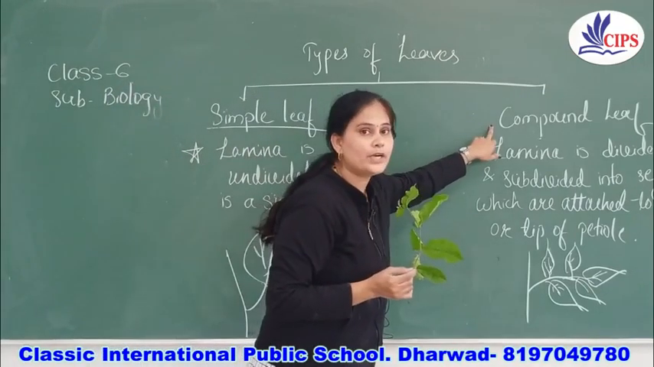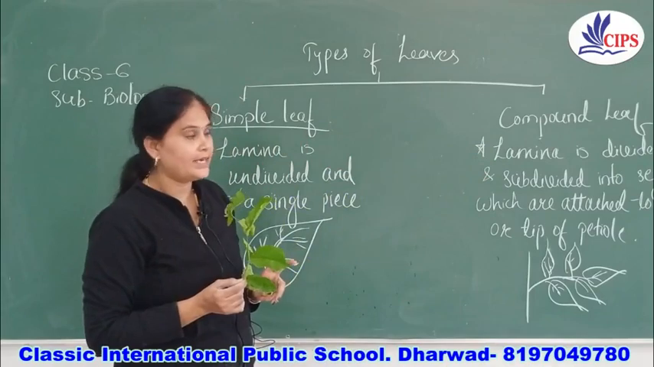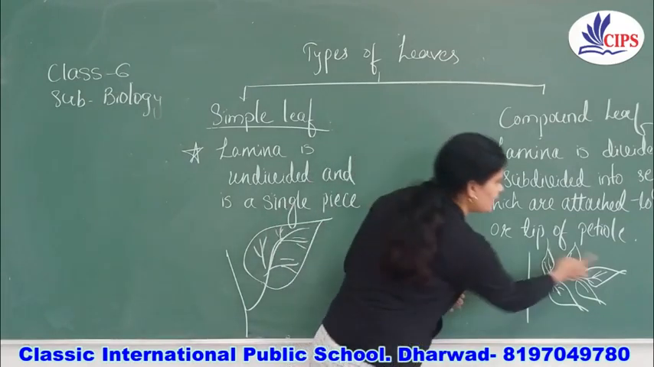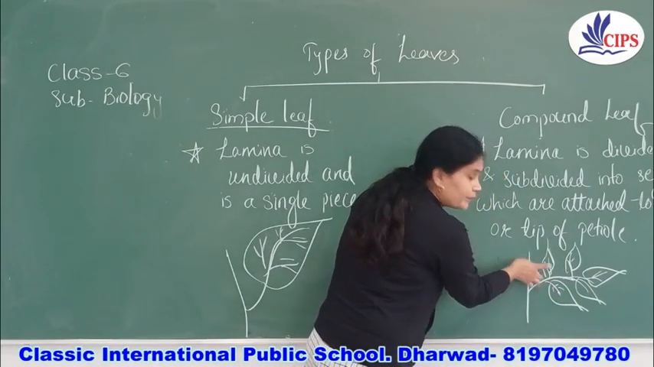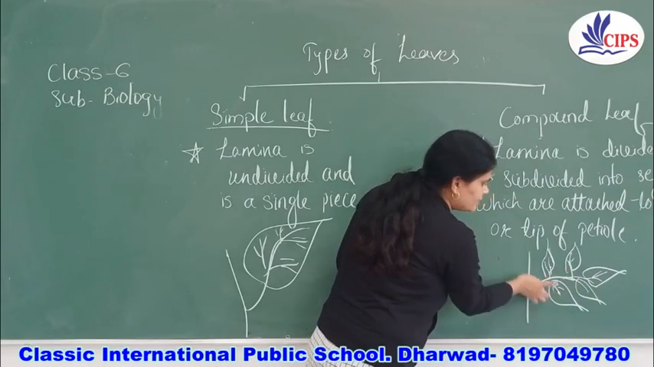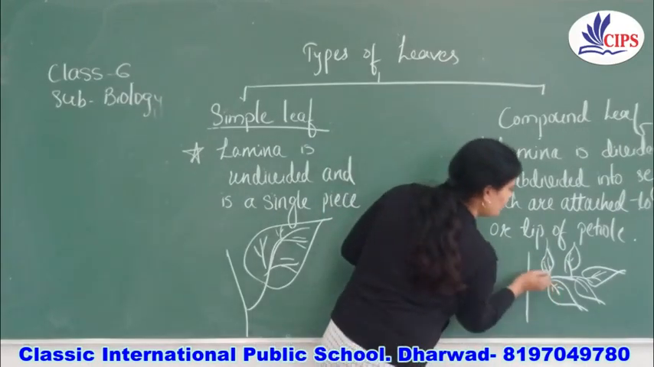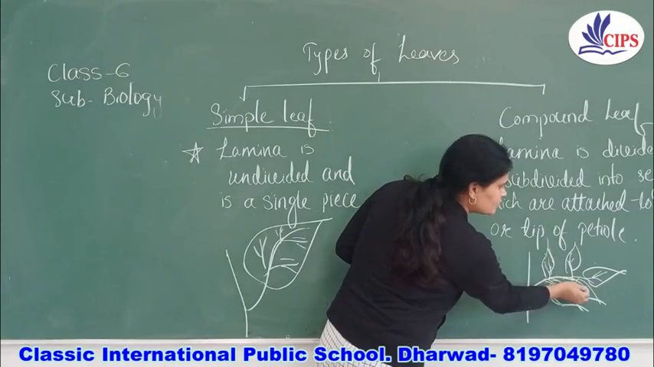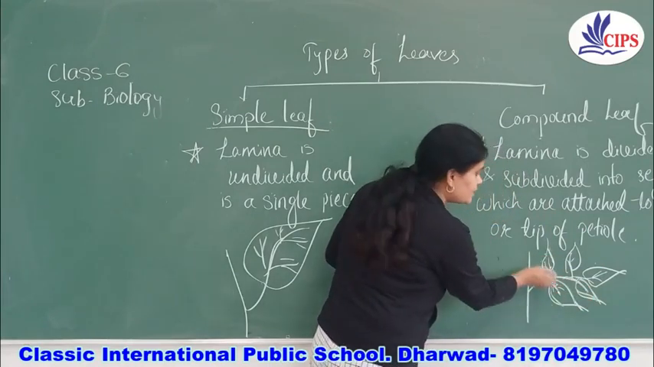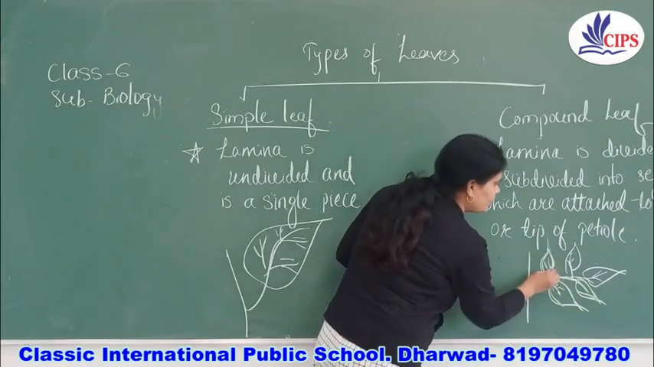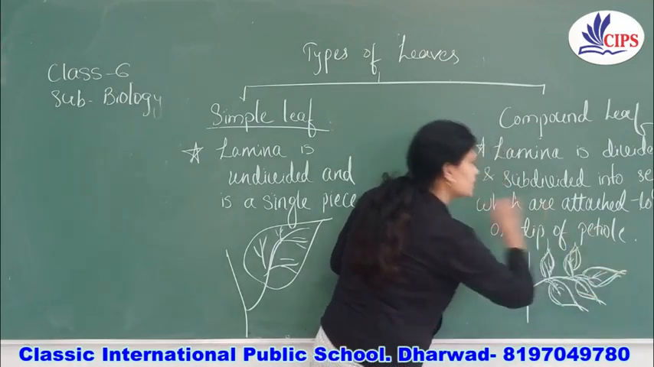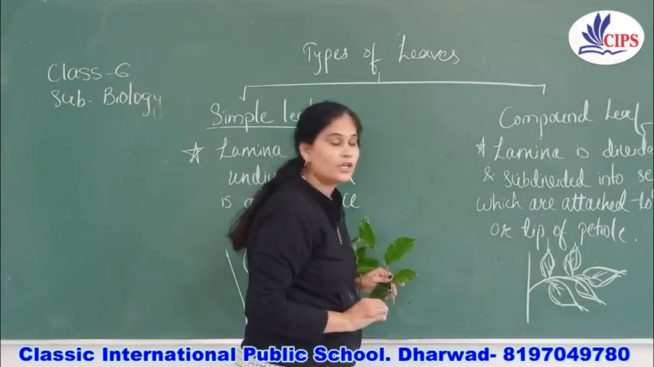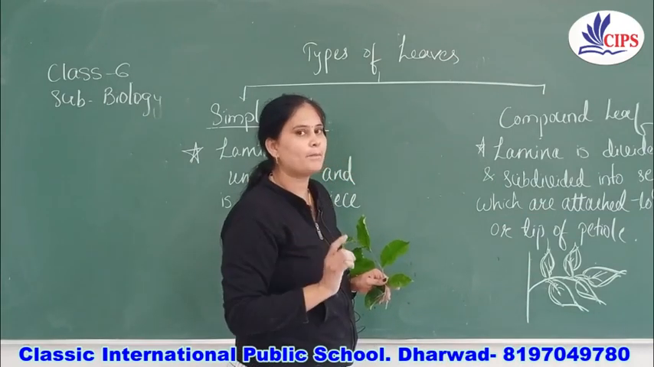Whereas in the compound leaf, the lamina is divided and subdivided into segments. See the diagram here. This is a lamina, and it is divided into small segments like this. This is one segment, this is one segment, right? So the lamina is divided and redivided into small segments which are attached to the midrib or to the tip of the petiole. This type of leaf is called the compound leaf.